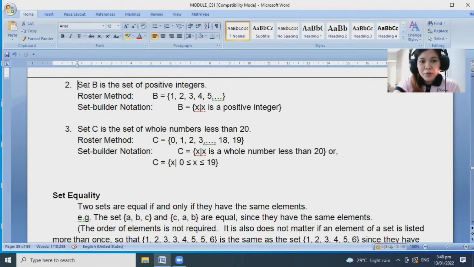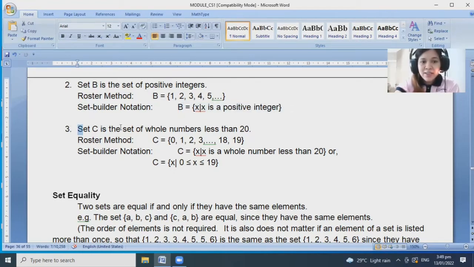Set B, number 2. Set B is the set of positive integers. Roster method, isa-isahin ninyo. So, saan ba mag-start ang positive? So, 1. Counting number sila, natural number. So, 1, 2, 3, 4, 5, and so on and so forth. Walang katapusan sa kanan. Set builder notation, or in words, set B is equal to x is a positive integer. Ayan. So, singular form ulit.